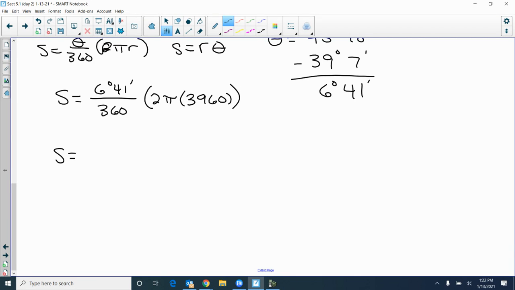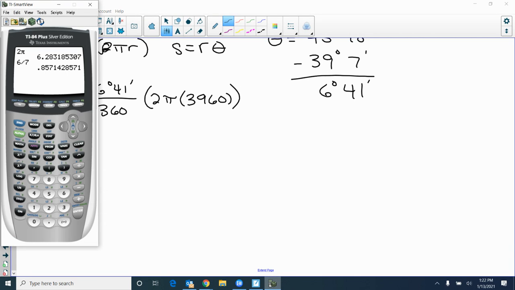And now just use your calculator, the 6 degrees, 41 minutes. You can hit second angle, degrees, 41, using that angle menu, minutes. Where'd it go? There it is. Okay, and if you hit enter, it'll give you the decimal.